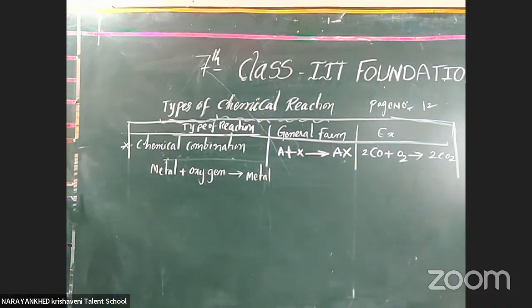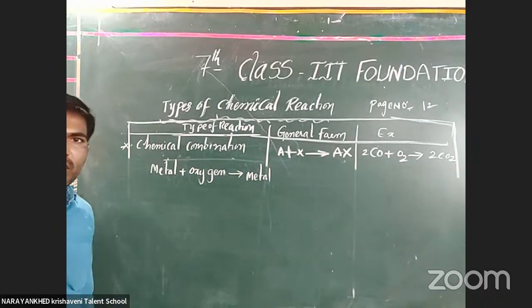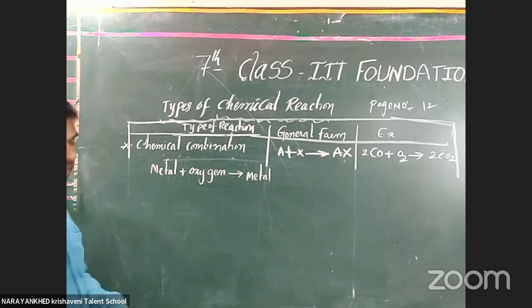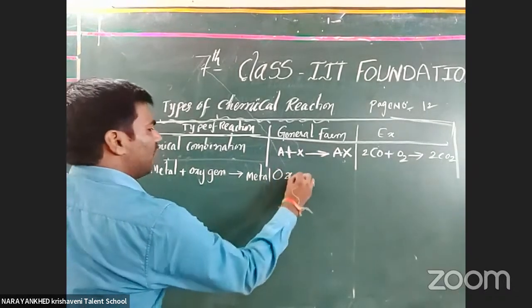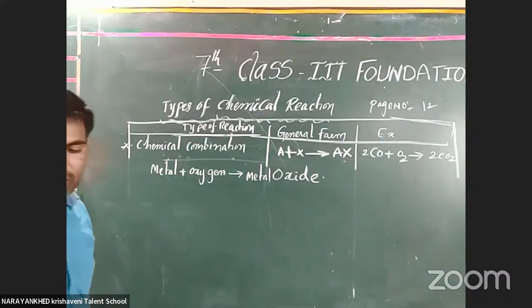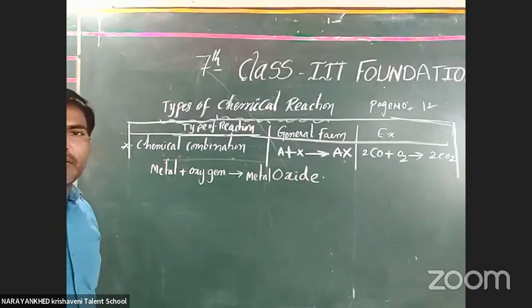Yes, this is also one of the very important ones. Now, metals are combined with oxygen. It is formed as what? Metal oxides. It is formed as metal oxides. Got it or not? Yes. What are the metals? You know very well.